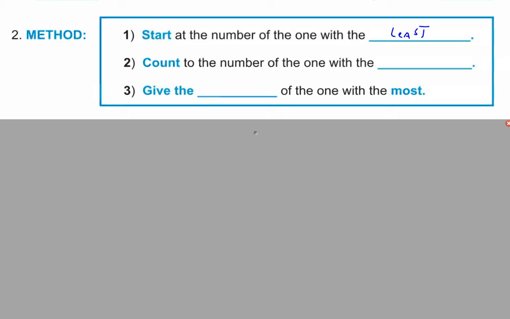Count to the number of the one with the most. And then give the sign of the one with the most, because that's what's left. So all you're doing is figuring out how many of them are left. The one with the least always wipes out that amount of the one with the most. Let's figure out how many are left. That's all you got to do. All right, so that's the technique.